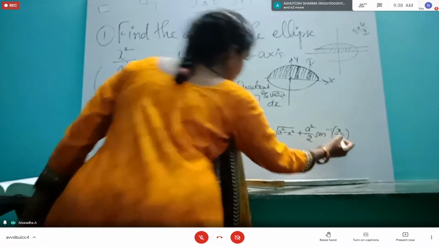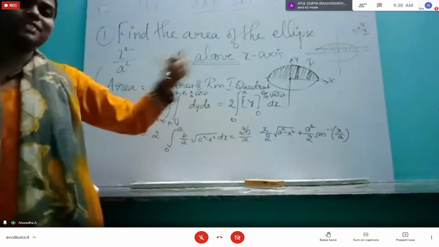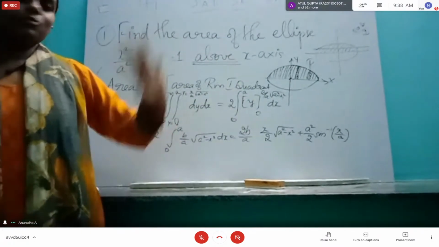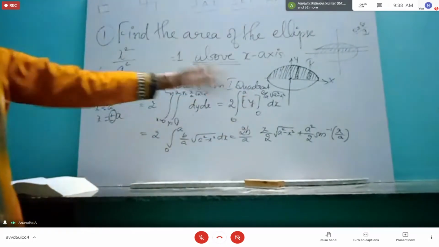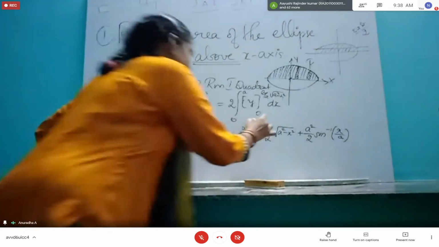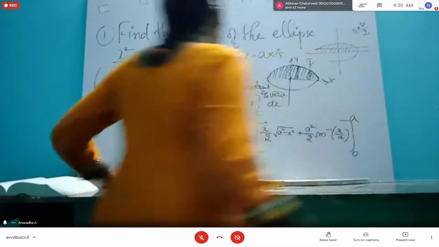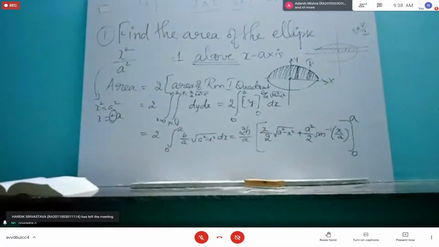So this is the formula. Some formulas will have tan inverse, some will have sine inverse, some will have log. For all the questions I told you just now, you have to learn the formula by heart, there is no other way. For this entire integration, we are going to apply the limit 0 to a.